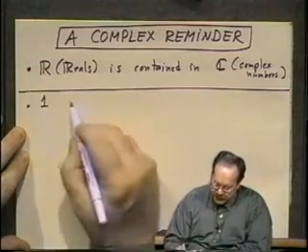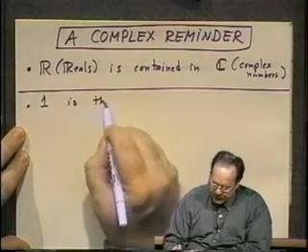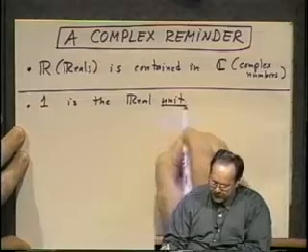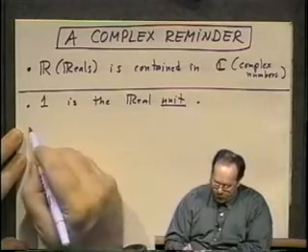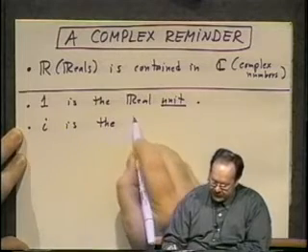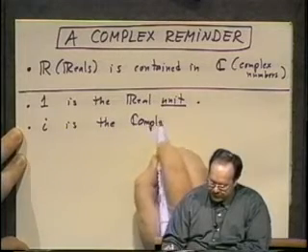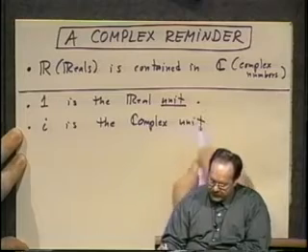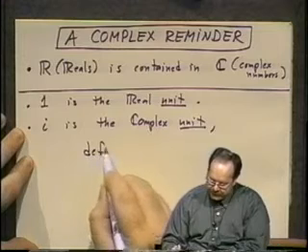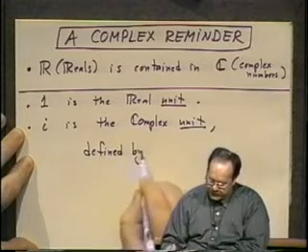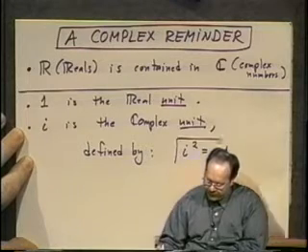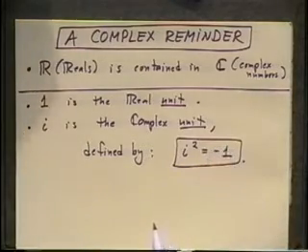Second point I want to make is that 1 is the real unit. So it's the unit for the real numbers, whereas i is the complex unit. It acts as the unit for complex or purely imaginary numbers. And how did we define it? It is defined by i squared is equal to -1. That was the definition of the letter i.